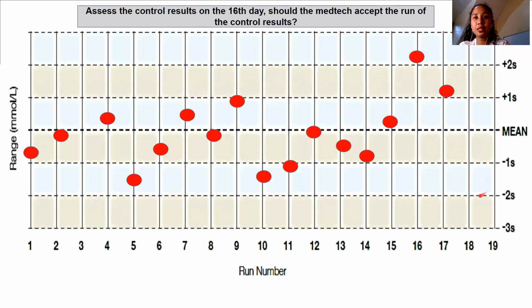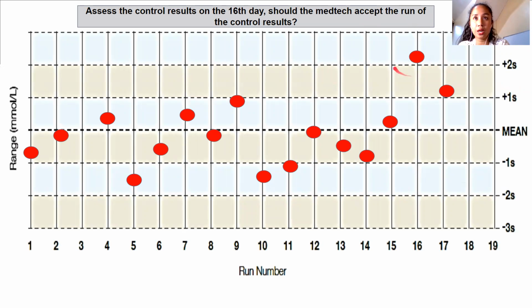Yan. So, tignan nyo yung mga 2S. May lumampas ba dito sa baba? Wala. Dito sa taas? Meron. Yan. So, class, you are still in control. So, there's no violation. So, you have 1 2S. There's no violation. It's just a warning.